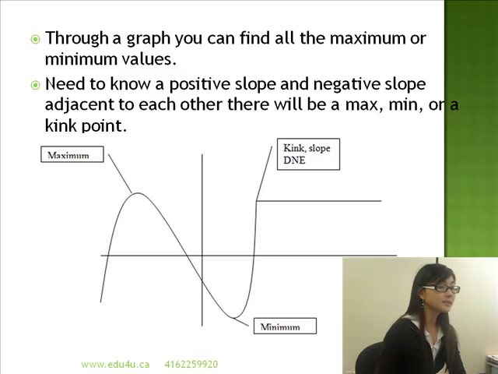A maximum point on the graph is shown like so on the left side of the graph, and a minimum point is in the middle of the graph like so, and a kink is on the right side of the graph, in which a slope of the kink does not exist.